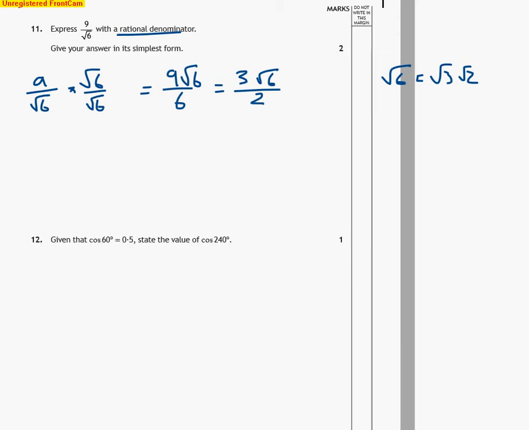I'm just going to double check the marking scheme there. Yeah, 3 root 6 over 2 is as far as we go. So our first mark is for this point, and our second mark is for that.